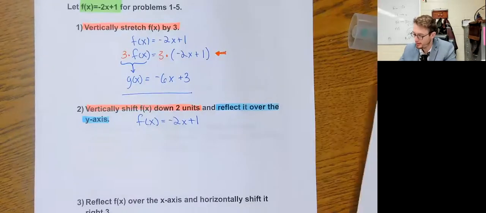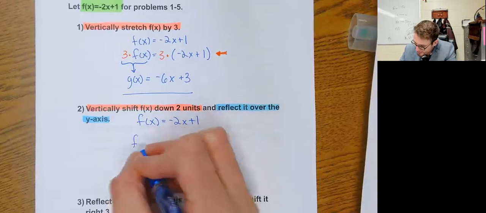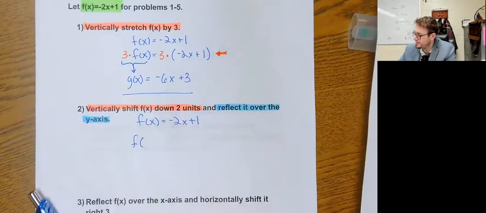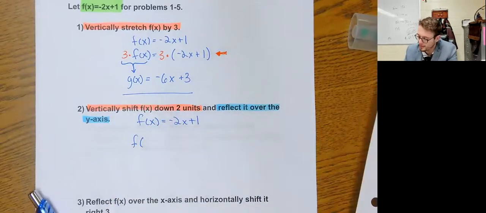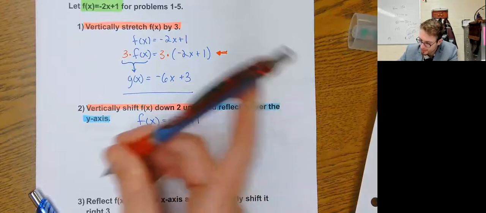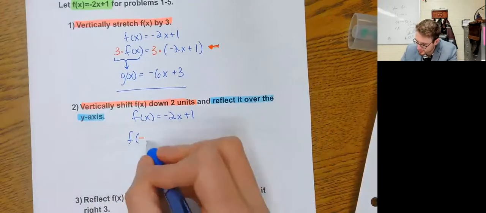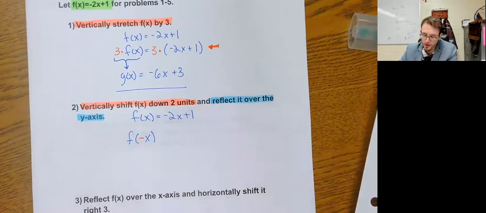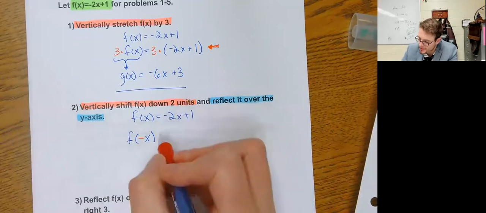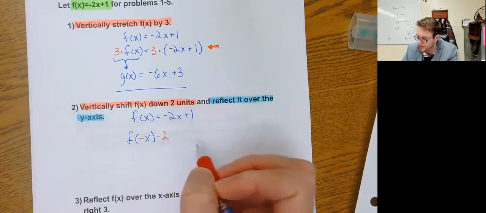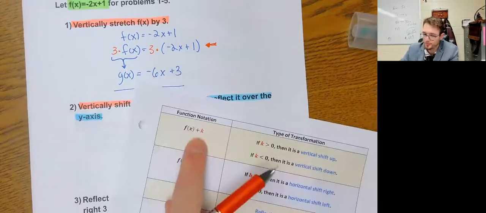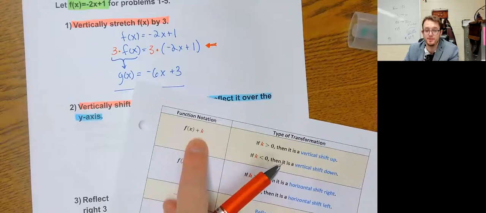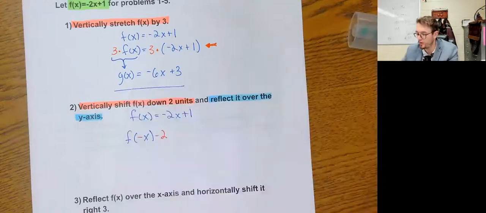So we have f of, we're going to multiply the input by a negative, but then we are also going to subtract off 2 to the whole function. Adding a negative 2 is the same as subtracting 2 off of the whole function.